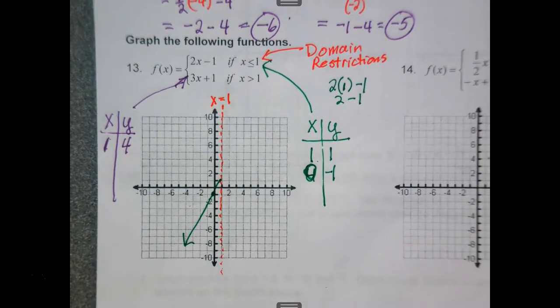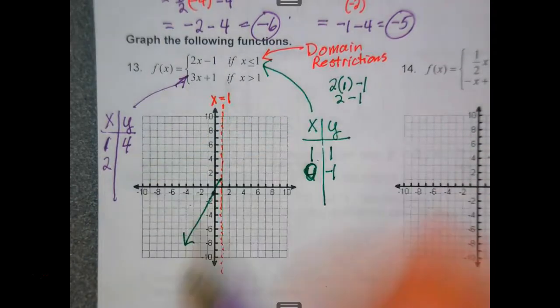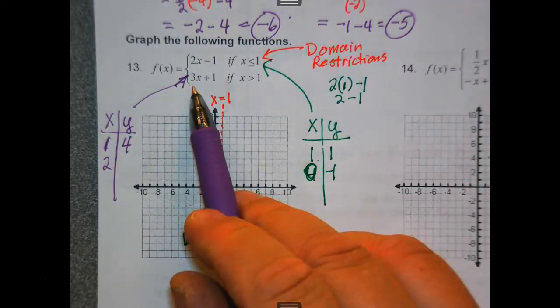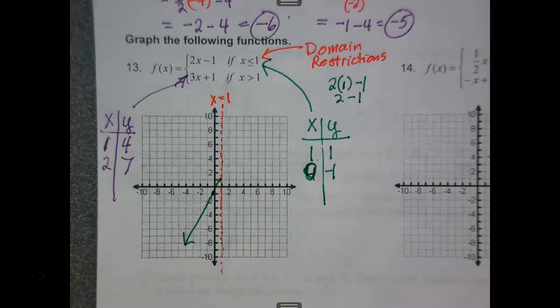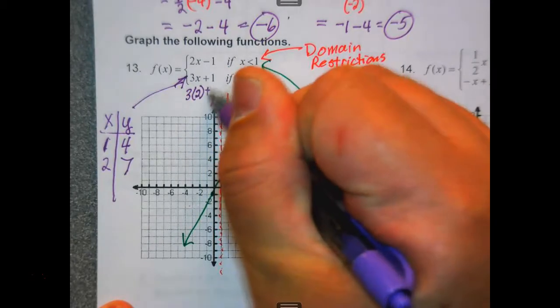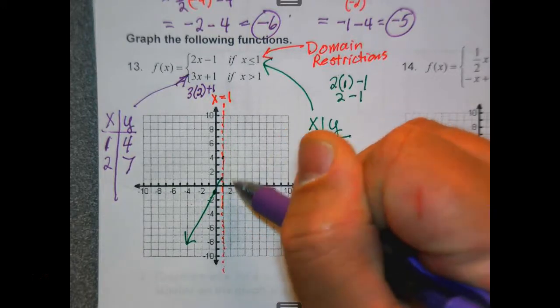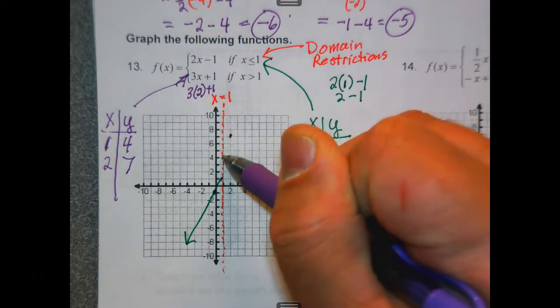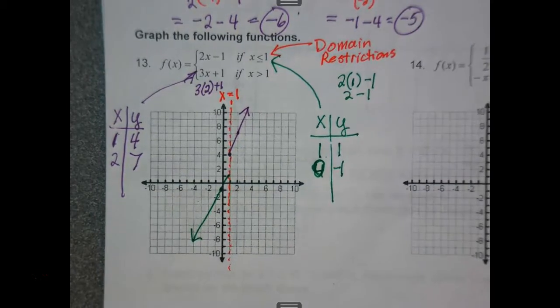Okay, choose another point in the domain. Let's use 2. 2 times 3 is what? Plus 1? Two times 3 is 6, plus 1 is 7. So I have 1, 4, and 2, 7. So there's my second piece to this piecewise function.